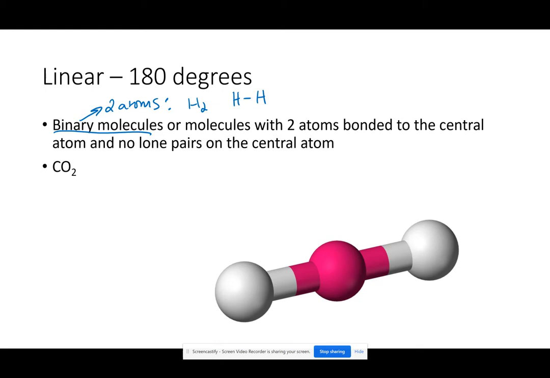If I have a triatomic molecule, so I have two atoms bonded to the central atom, and then this is the key right here, no lone pairs on that central atom. It's really just lone pairs on that central atom that are going to change a shape. So if there are no lone pairs on that central atom, it's going to be linear. Carbon dioxide is a really good example of this. When carbon dioxide is linear, those lone pairs on the oxygens are as far apart as possible. If carbon dioxide was any other shape, those lone pairs would be closer together.